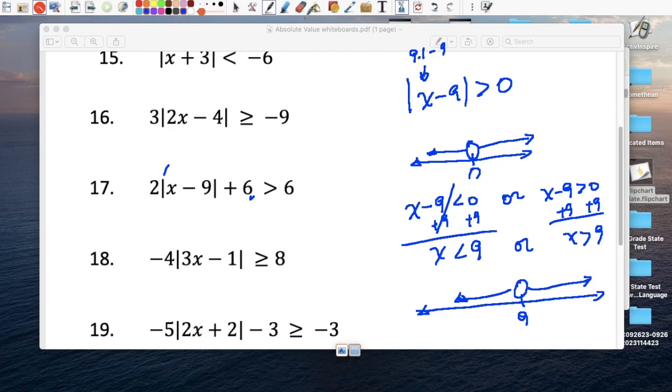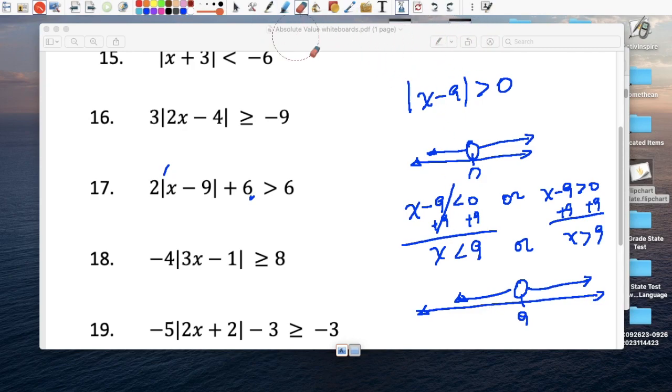And you can check a few more. Let's try numbers to the left of 9. Let's try 8.99. 8.99, which is to the left of 9, minus 9. It's going to give us negative 0.1, by the way. And if we take the absolute value of that, we get 0.1. Is 0.1 greater than 0? Yes.